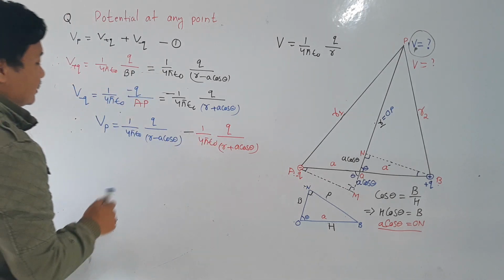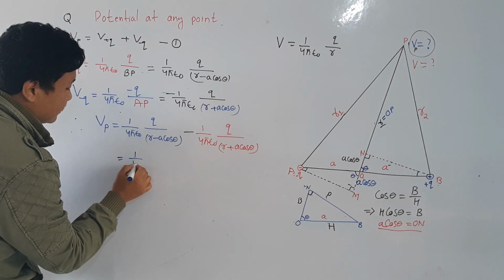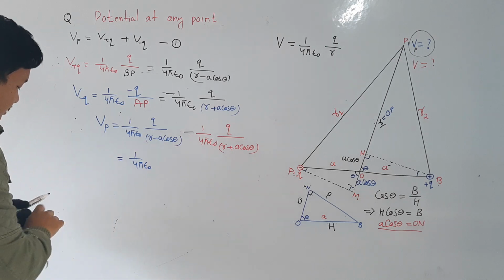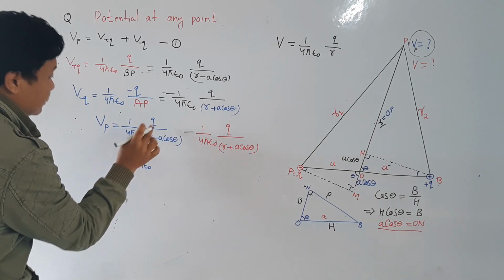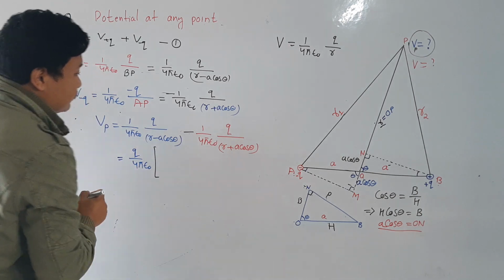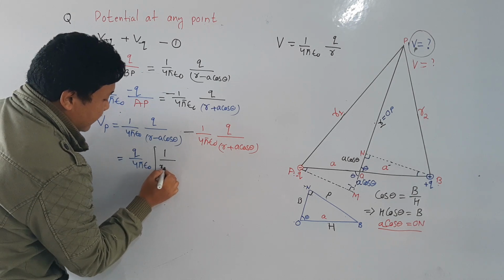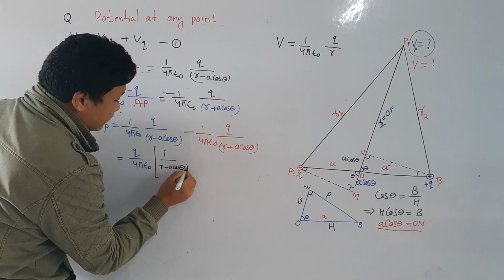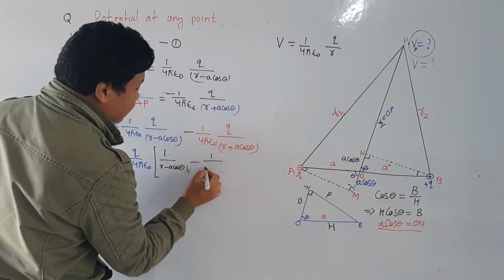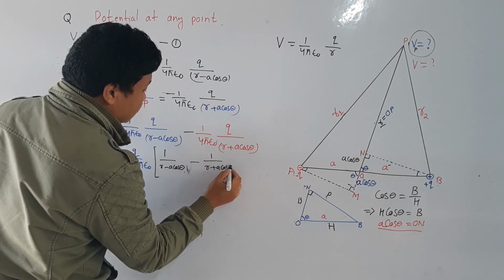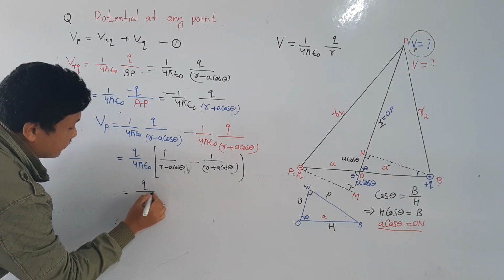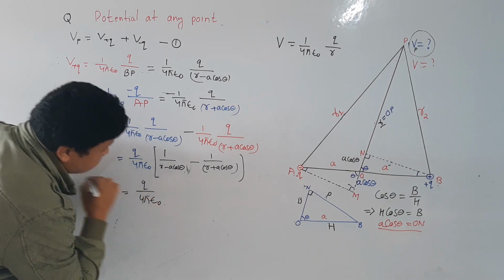Right? Now if you see here, what is common? 1 by 4 pi epsilon naught is common. Also this q is common. So I can always write here q. Okay, q and this 4 pi epsilon naught is common. Now in the big bracket, what do I get? Here I will get 1 by r minus a cos theta. Now this is very simple, this is simply the mathematics. Now minus 1 by r plus a cos of theta. Okay. Then taking LCM, this will become q by 4 pi epsilon naught.